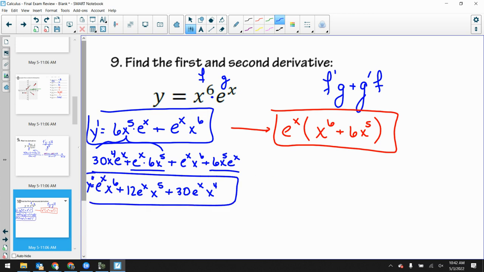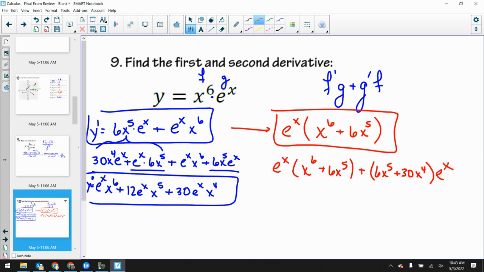So what would that look like as the other version? Well, notice here that this is just one product rule. Just one product rule. F prime G plus G prime F.